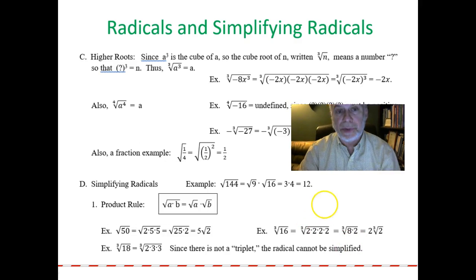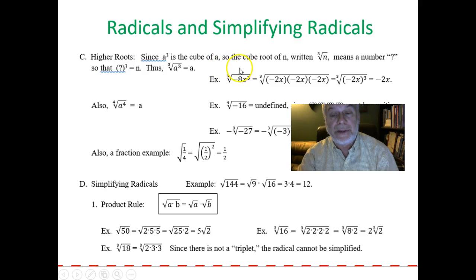Now higher roots. Well, a to the third power is the cube of a. Not the square, but the cube of a. And so the cube root of a number, let's say cube root of n, means some number, question mark, let's call that thing question mark, so that that number cubed equals n. Thus, the cube root of a to the third power would be a.